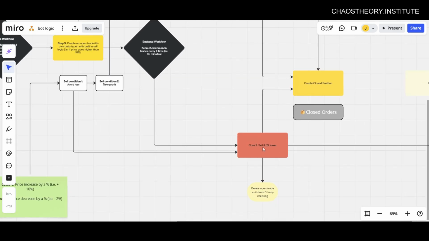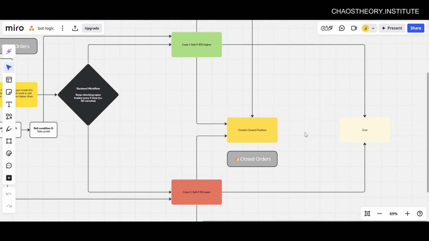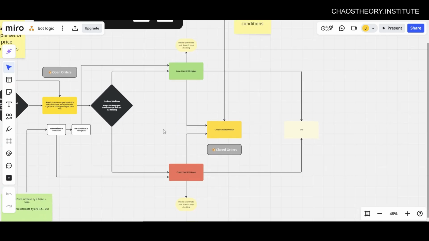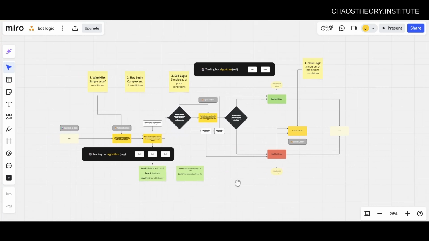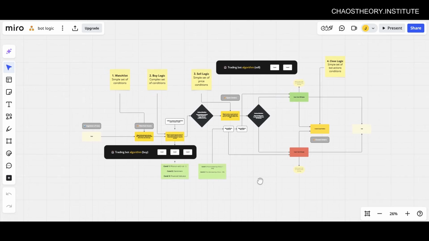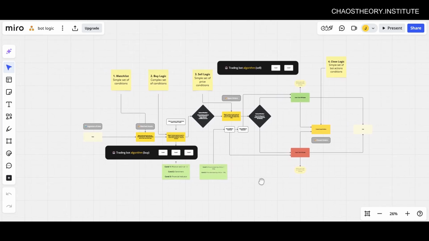And finally, we need to design our close algorithm. What should happen once the asset is sold? One key step would be to calculate the profit or loss from the trade, as these metrics will help us refine future iterations of the bot. Additionally, we must decide whether to add the asset back to our watch list for future opportunities or remove it from consideration altogether. So as you can see, a trading bot isn't a single algorithm.